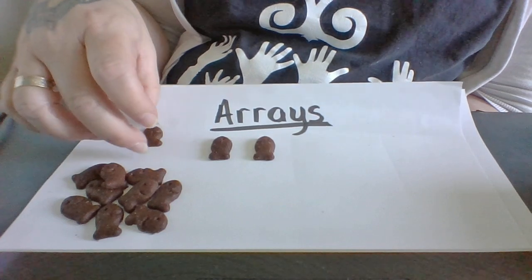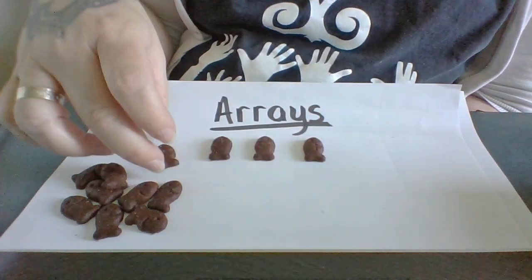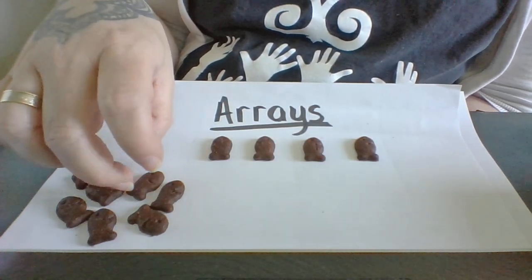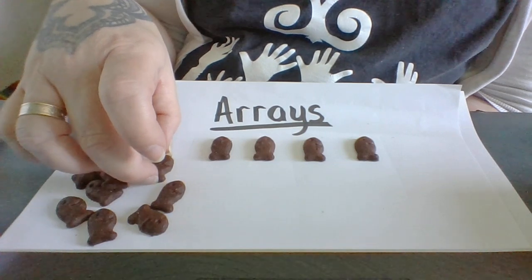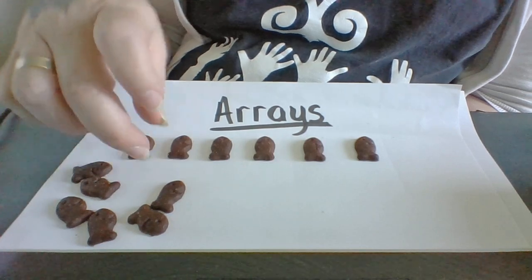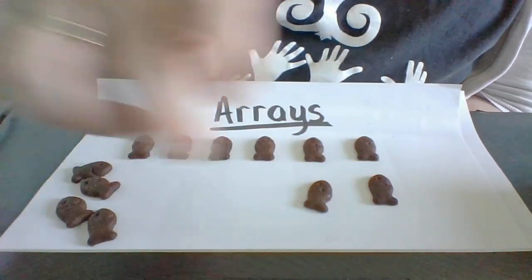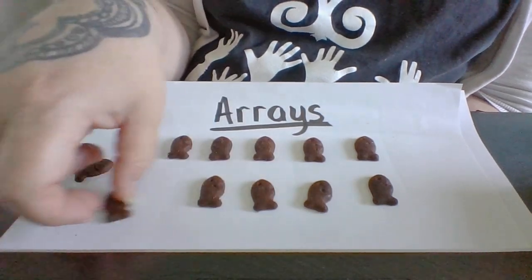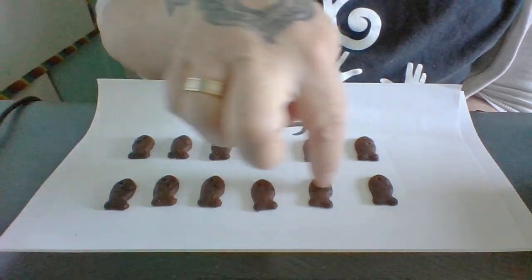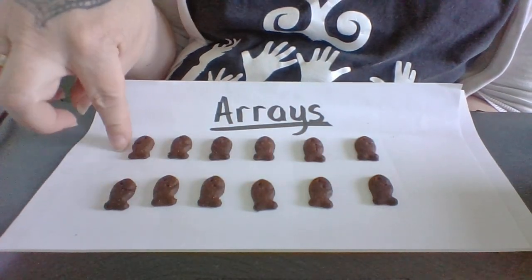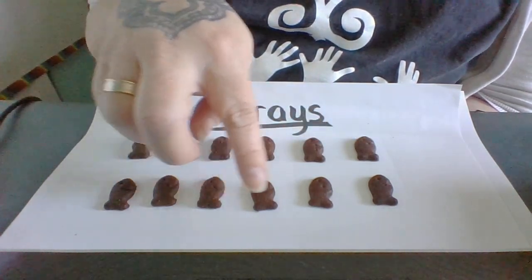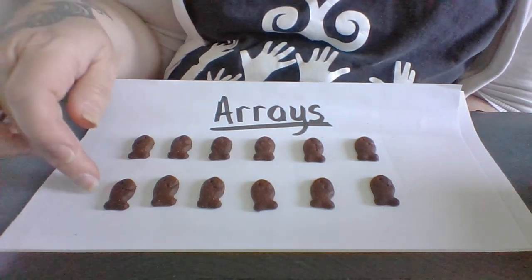Because remember, that was one of our groups we had. We had 6 groups and 2 in each group. And then we also did 2 groups with 6. So 2 and 6 together. 1, 2, 3, 4, 5, 6. 1, 2, 3, 4, 5, 6. So now if I'm looking at my rows, I see I have 1 row, 2 rows, and I have 1, 2, 3, 4, 5, 6. 1, 2, 3, 4, 5, 6. So I made 2 rows.